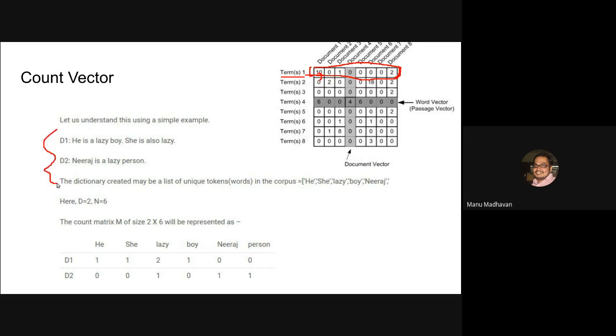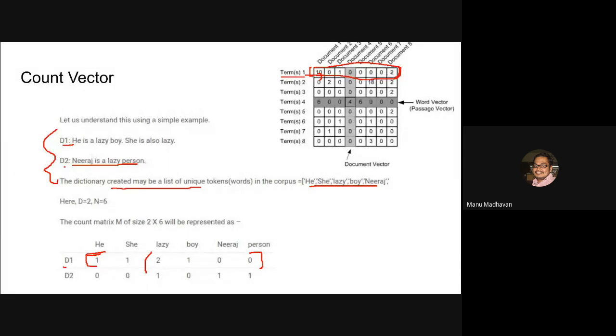For example, take two sentences, a dummy data set. D1: he is a lazy boy, she is also lazy. D2: Neeraj is a lazy person. The dictionary is created from the list of unique tokens: he, she, lazy, boy, and Neeraj. We removed all the stop words and just take the pronouns and nouns. So we have six words and two documents, so we get a 2x6 matrix. Either is possible, a 2x6 document-term matrix or a 6x2 term-document matrix; both are fine. One we can get from the other by taking the transpose, so it is not at all a problem. Here you can see document 1 can be represented as the vector 112100, which corresponds to the counts over this unique vocabulary. Or we can say he is a vector 10, lazy is a vector 121, boy is 10. This kind of representation we will get.